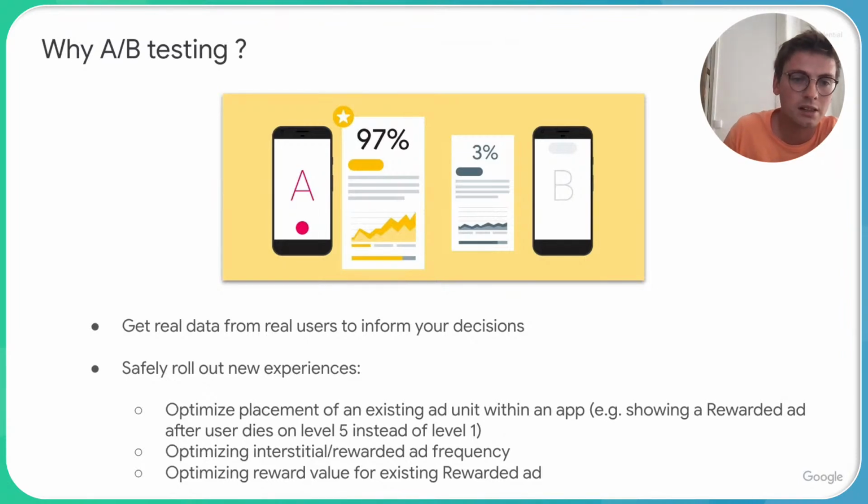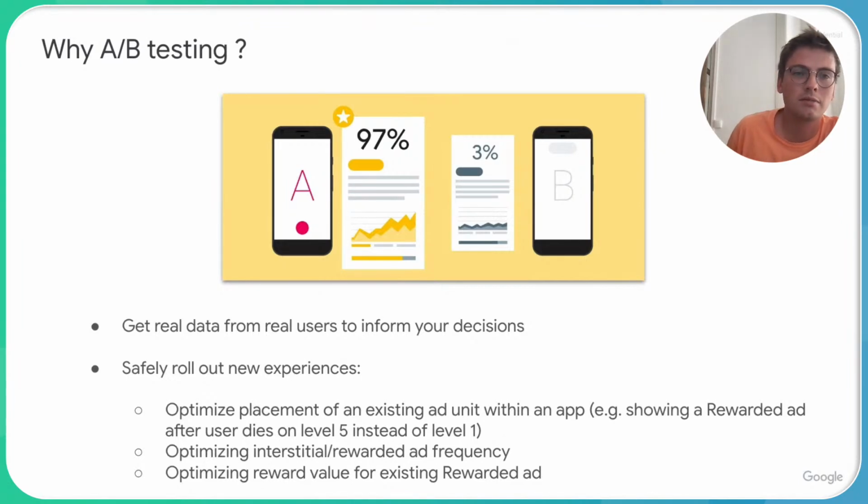You are getting real numbers, and you can make a decision. It's definitely easier to make a decision when you see that 97% of your users prefer an implementation over another one. If you don't have this data, it's really difficult to make the call and make a decision.